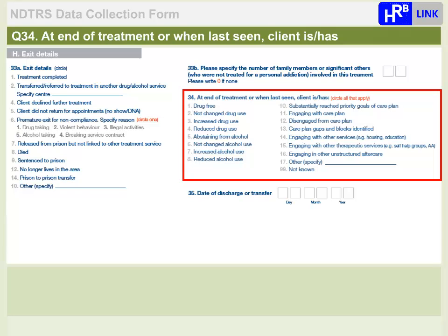There is also an option to specify other outcomes important to different services, which will be monitored over the first year of data collection. Subsequent versions of the form will be updated and revised where possible to reflect important emerging measures. Circle all the options that apply to the client.